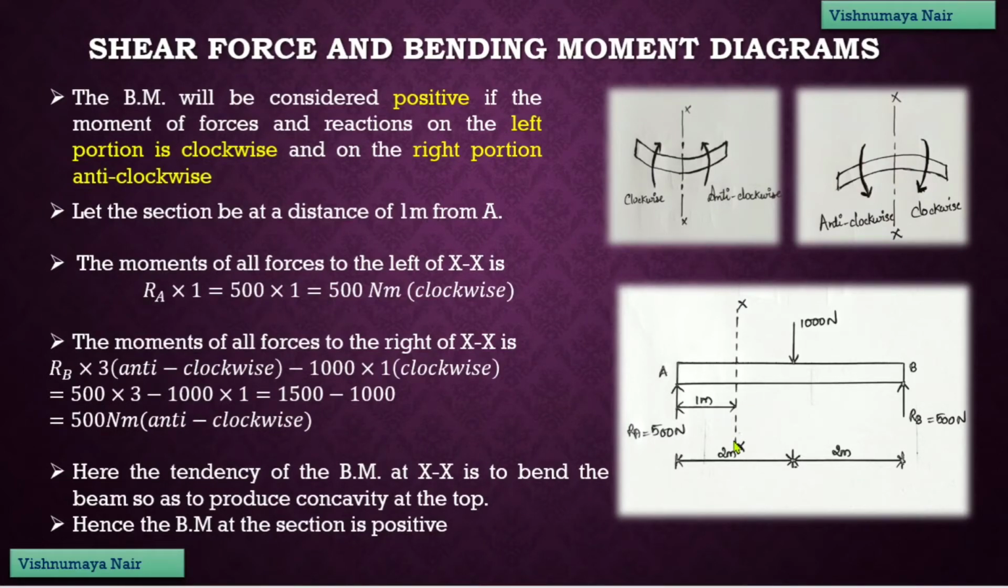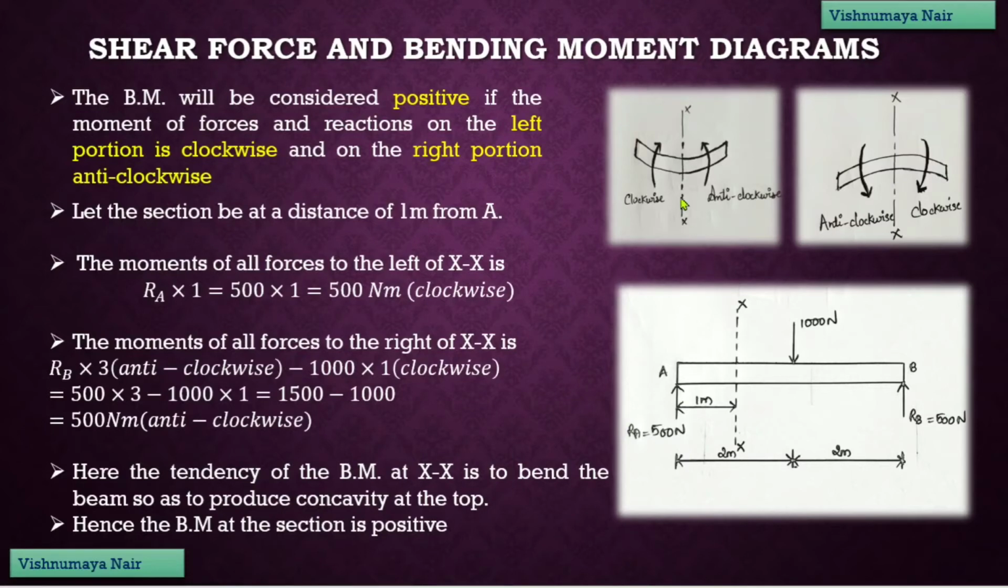Consider this. Here we have the section XX at a distance of 1 meter from the end A. Now let's find out the value of bending moment at this section. On the left side of this section, we have only one reaction force. So, bending moment at this section due to this reaction force will be this force into perpendicular distance. So, this force is 500 Newton and the perpendicular distance is 1 meter. And this force has a tendency to rotate the beam in the clockwise direction, right?